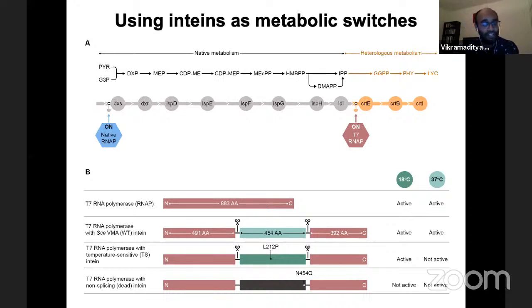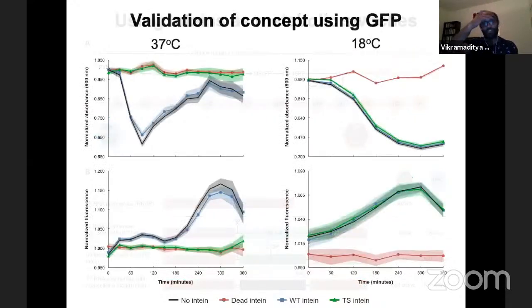We created a range of variants, one of which was active at 18 degrees Celsius. So what this enzyme engineering helped us achieve was to produce a T7 RNA polymerase with an intein, or intervening, sequence that does not cleave and does not activate the enzyme unless the temperature of the fermenter is lowered to 18 degrees Celsius. So we have essentially created a thermometer and a metabolic controller inside the microorganism. And when we introduce this into the microorganism, you're seeing the results are very stark.